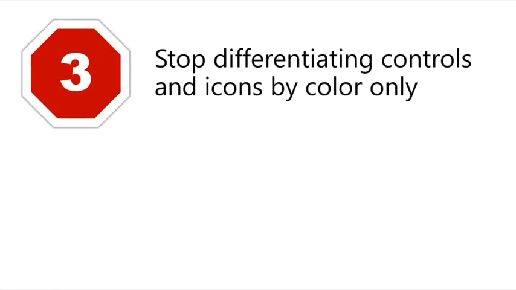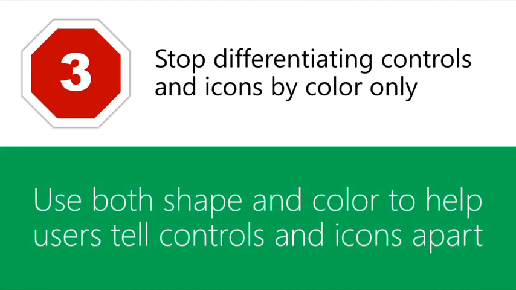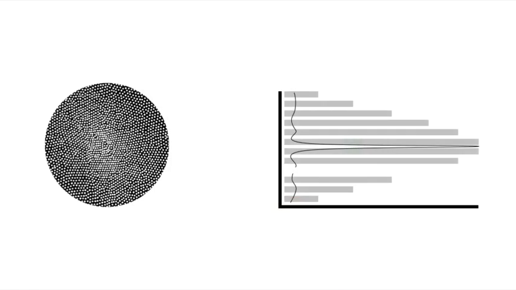Number 3, stop differentiating controls and icons by color only. Use both shape and color to help users tell controls and icons apart. What do I mean by that? I mean that instead of making controls and icons different by color only, use both shape and color to make them look different. To understand why this is important, let's learn a bit more about photoreceptors.